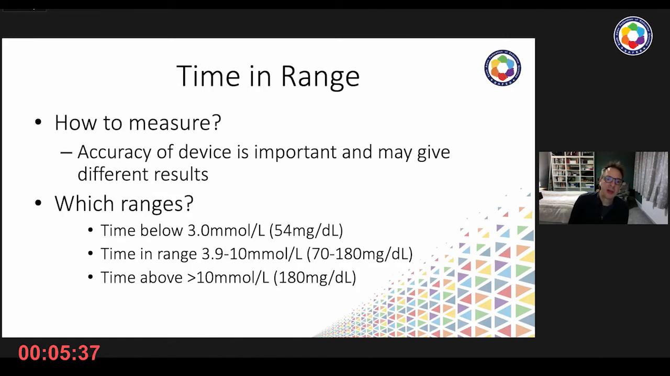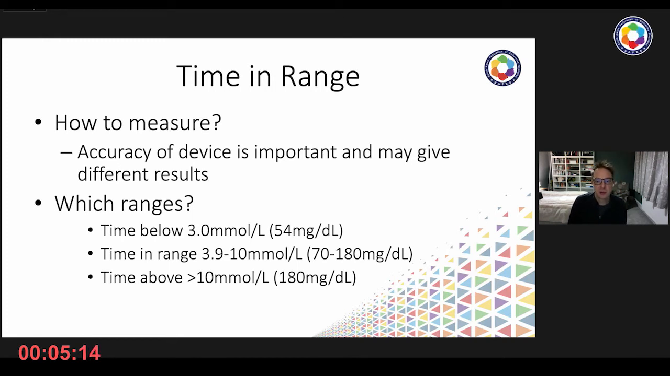And how do we measure? Well, I've said already that the accuracy of the device is important and may give different results. So whenever we talk about time in range, we need to talk about the device and the data duration. And which ranges do we report? So this comes back to the consensus statement that was published in Diabetes Care last year, and I'll show you some more data from that in a minute.